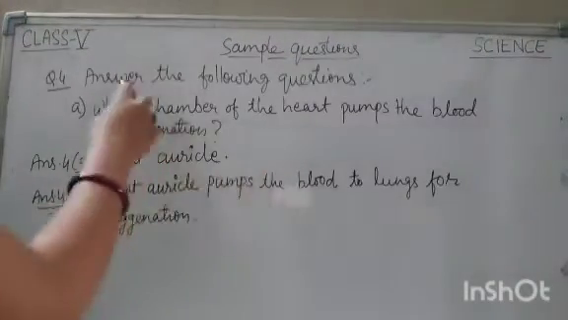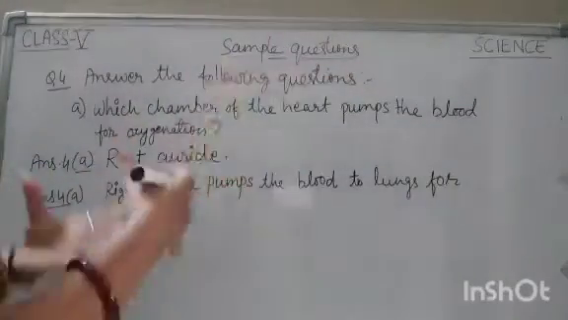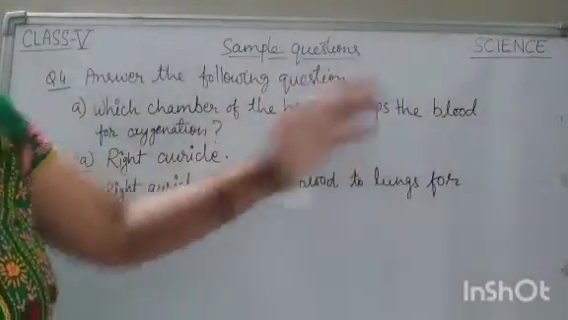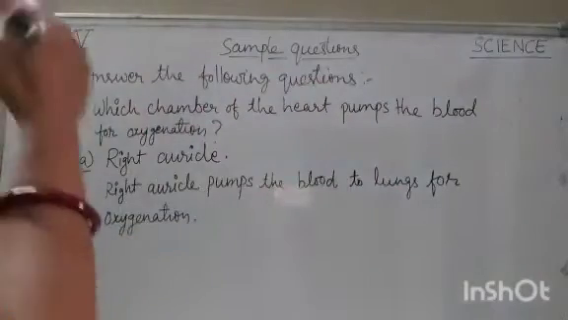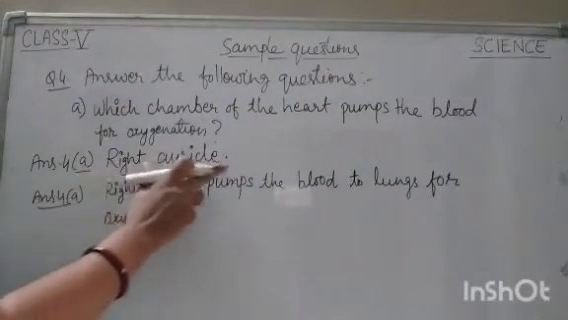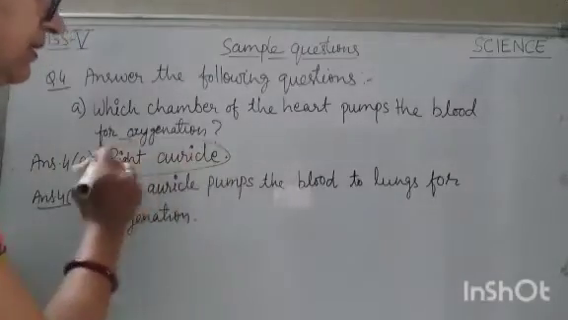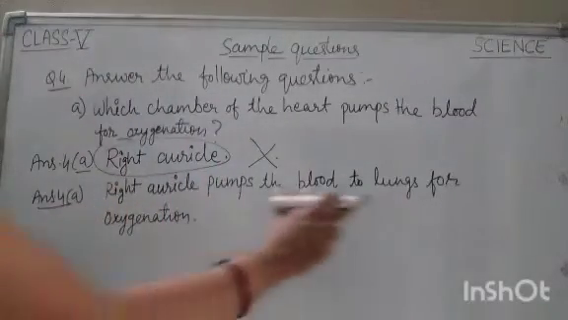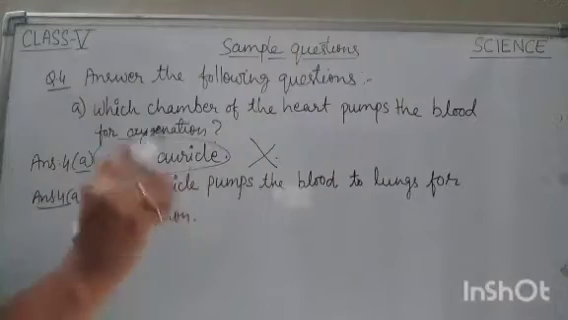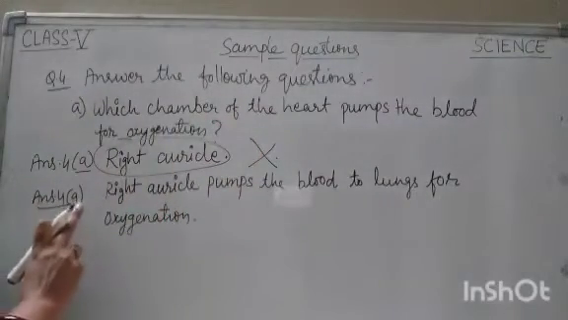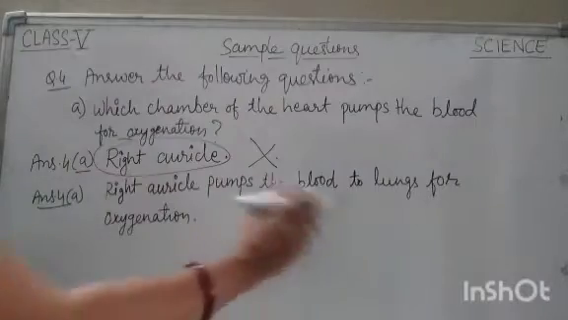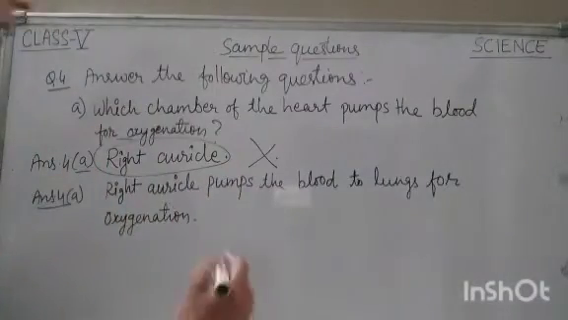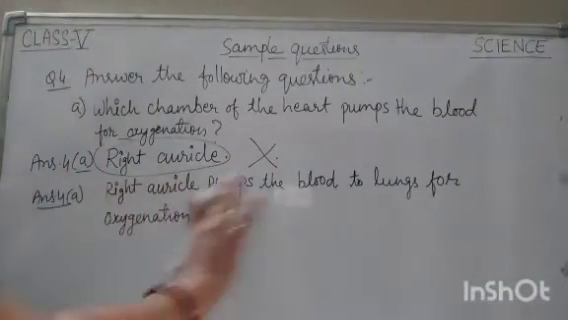Now children, next one is answer the following questions. When there are question answers, for example, the question is, which chamber of the heart pumps the blood for oxygenation? Here this is the answer, right auricle. But if you write like this, it will not be accepted. You have to write the complete answer. You do not need to write the question, just write the correct number and write the complete answer. Right auricle pumps the blood to the lungs for oxygenation. This one is the correct way to write the answer.